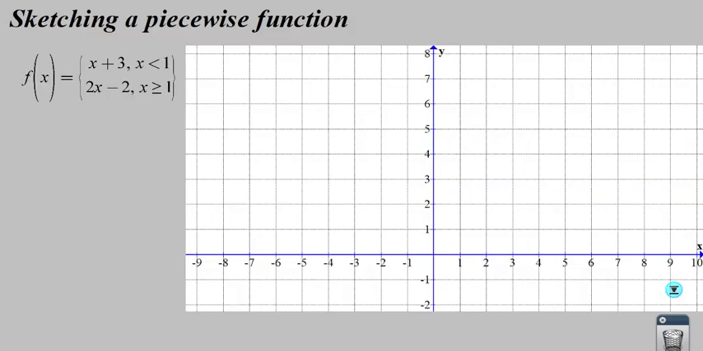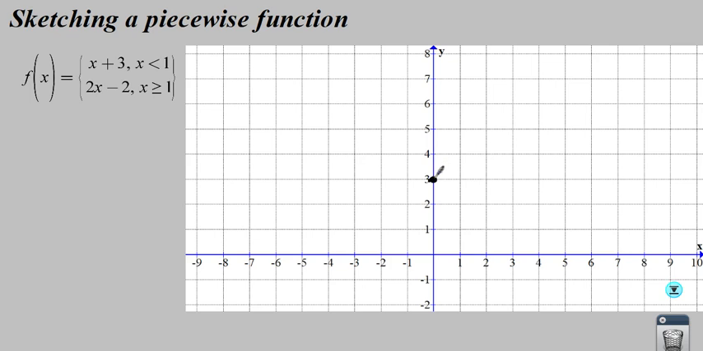And the final point that we want to mention is how to sketch a piecewise function. If I have this kind of function, f of x equals x plus 3 for values of x that are less than 1, and 2x minus 2 for values of x that are greater than or equal to 1, I can sketch the usual way. Let's say I want to sketch x plus 3. We know that it has an intercept at 3 and a slope of 1.